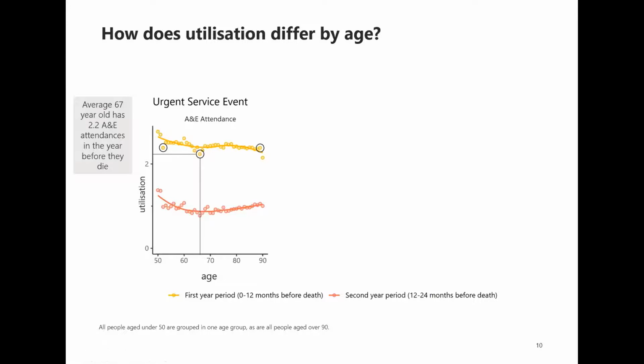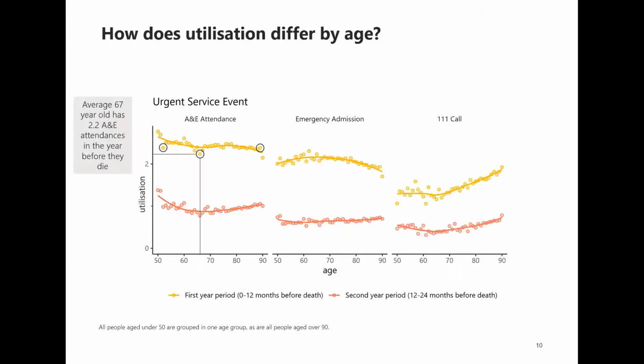So what does this tell us? It tells us how A&E is used by the decedent population. It tells us that what drives A&E attendances is not age, but proximity to death. We see a similar picture for emergency admissions. For 111 calls, utilisation is lower, but we do see here that after around about age 70, as age at death increases, so does use of this service.